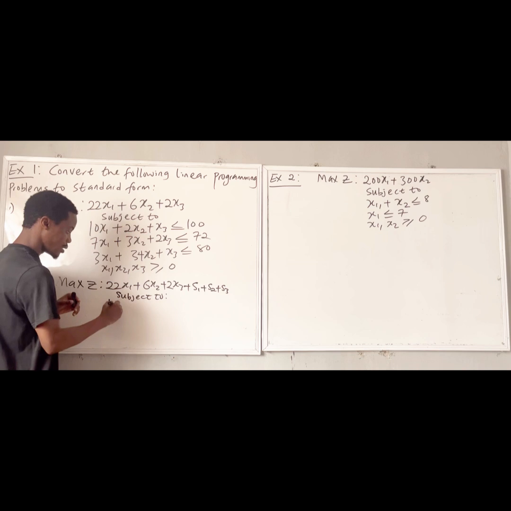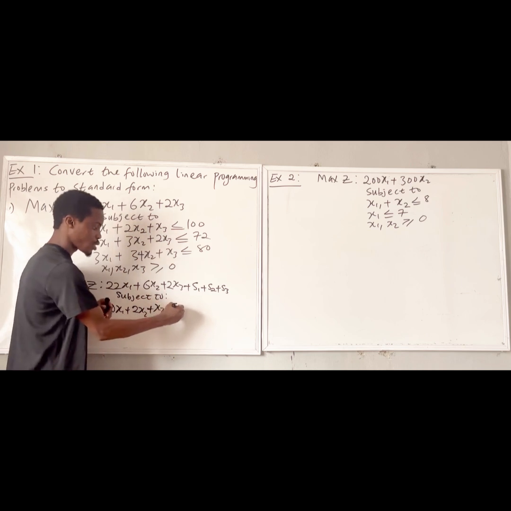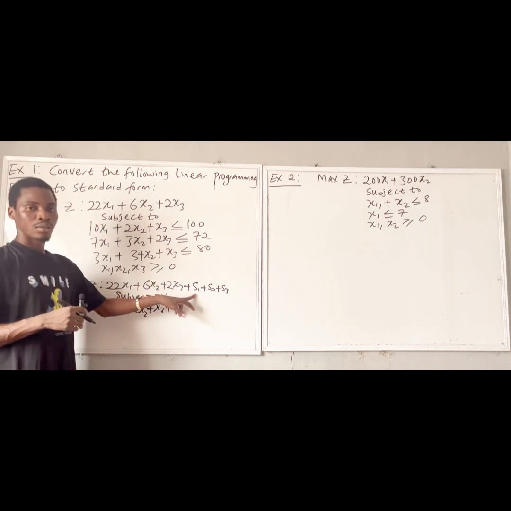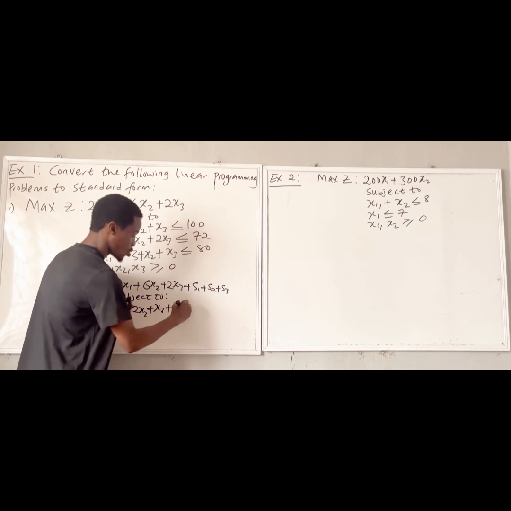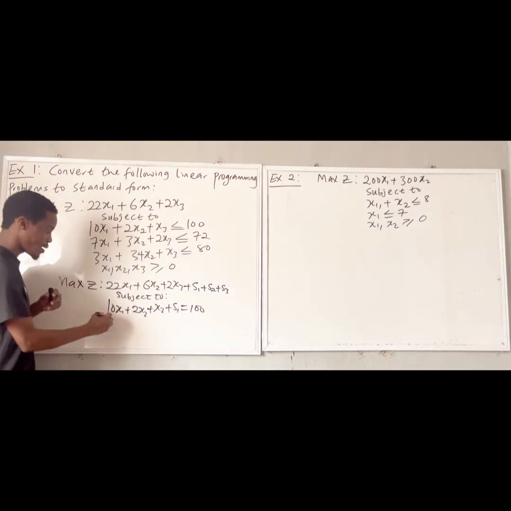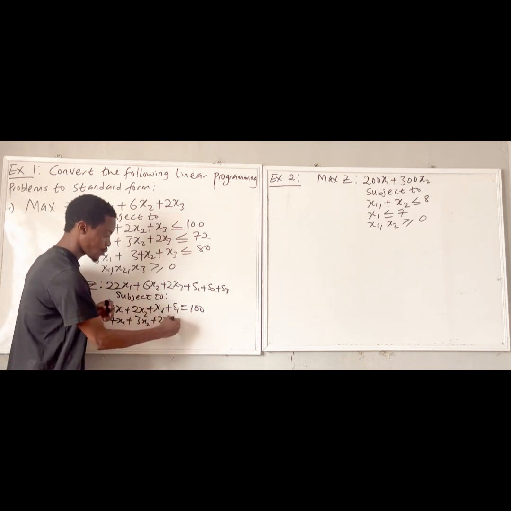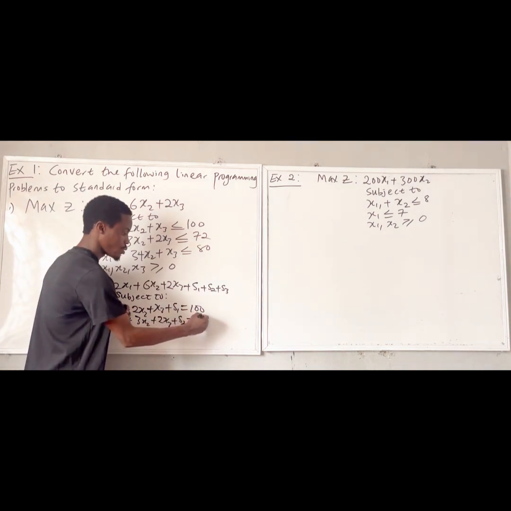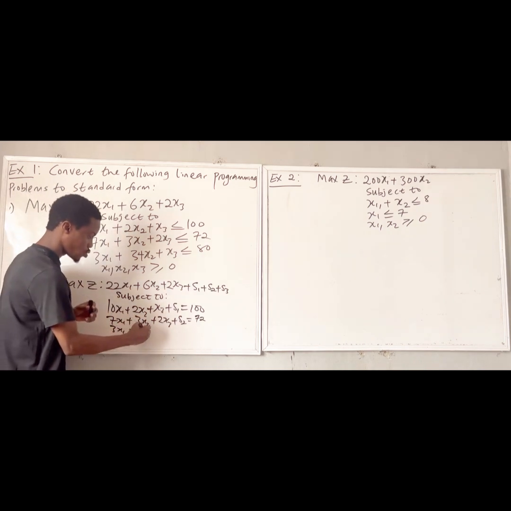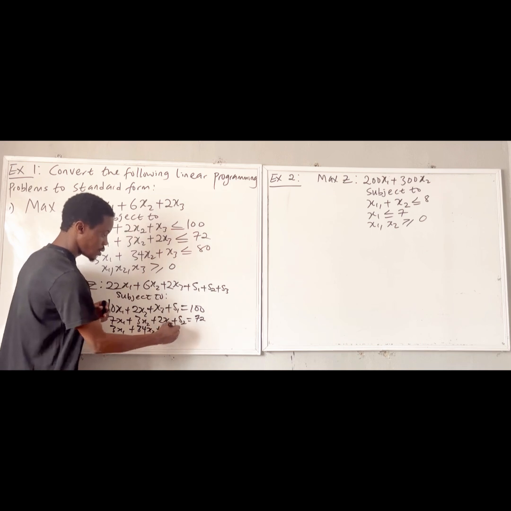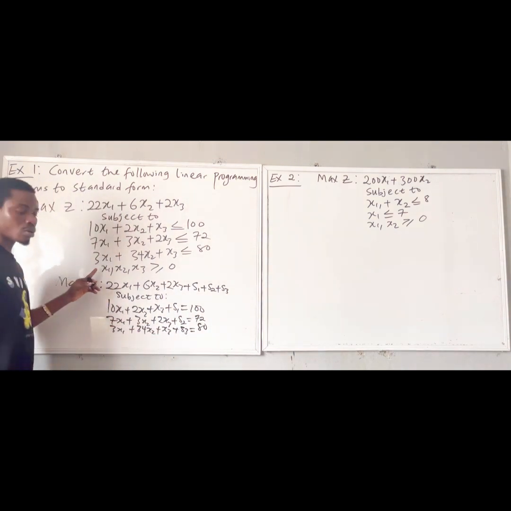So we are going to have 10x1 plus 2x2 plus x3 plus s1. Since we are adding a slack variable to it, it will change the inequality sign to equality, equal to 100. Then the second constraint, we have 7x1 plus 3x2 plus 2x3 plus what? s2 is equal to what? 72. Then the last constraint is 3x1 plus 34x2 plus x3 plus what? Slack variable 3, which is equal to 80. Then this is our non-negativity.